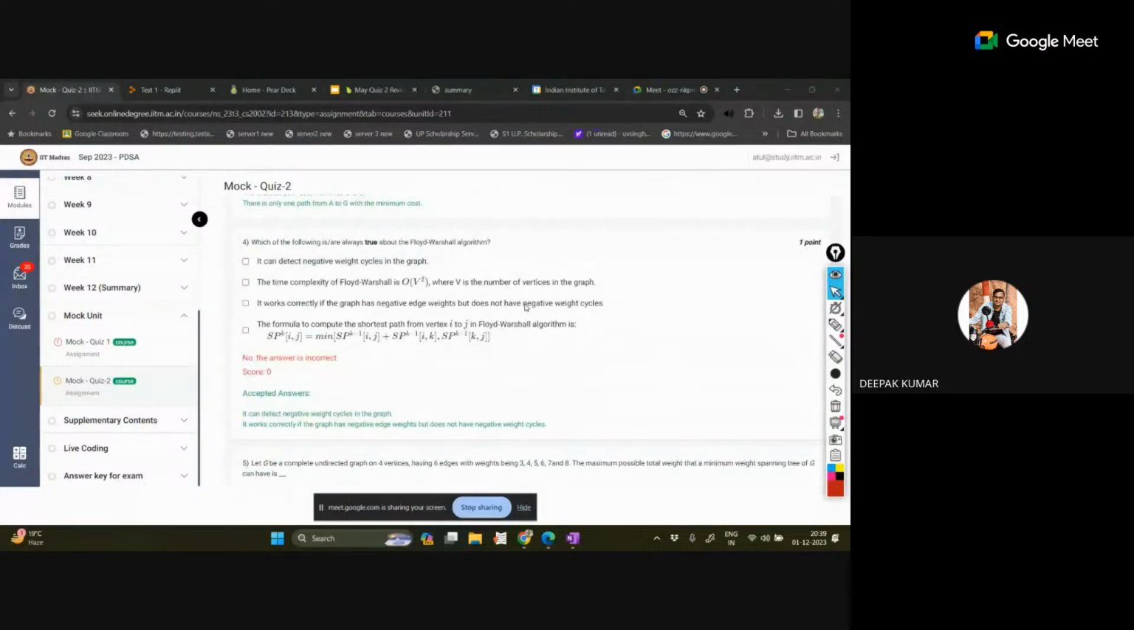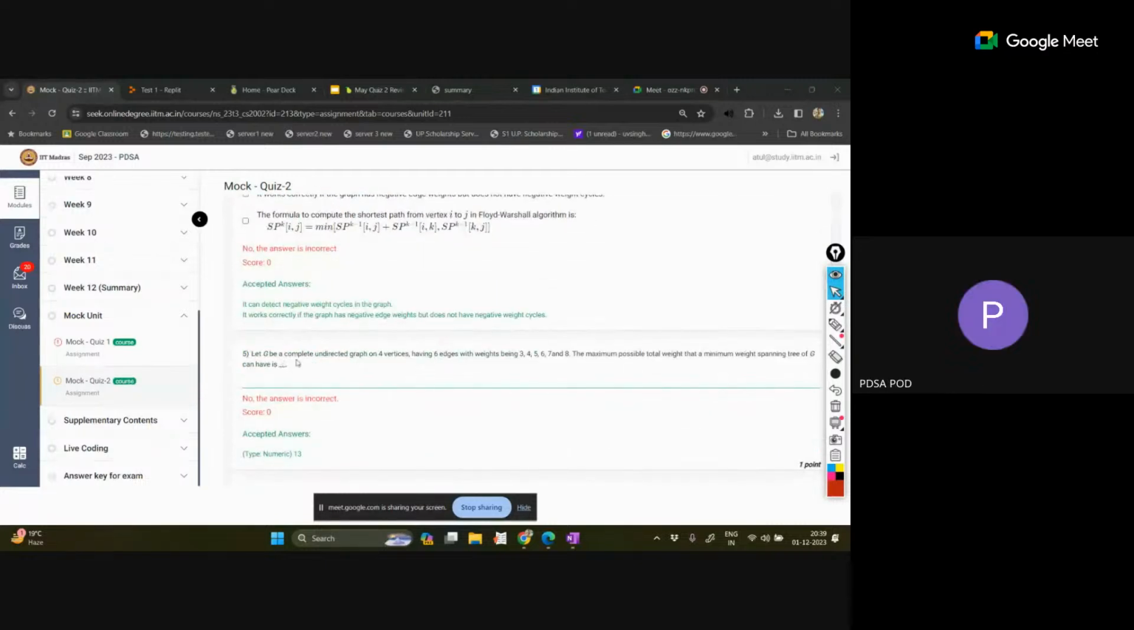Okay. The fourth one is based on the Floyd-Warshall algorithm. If you know the Floyd-Warshall concept, this is also similarly based on that. And someone asked about the fifth one.